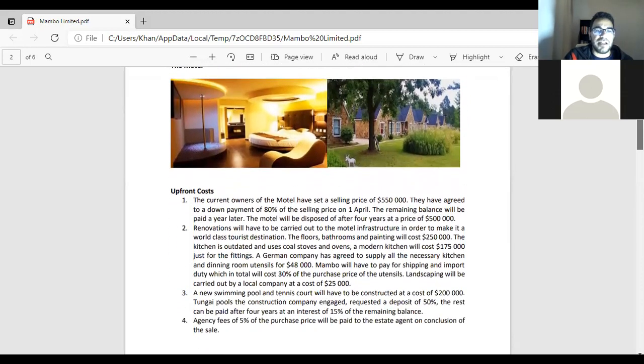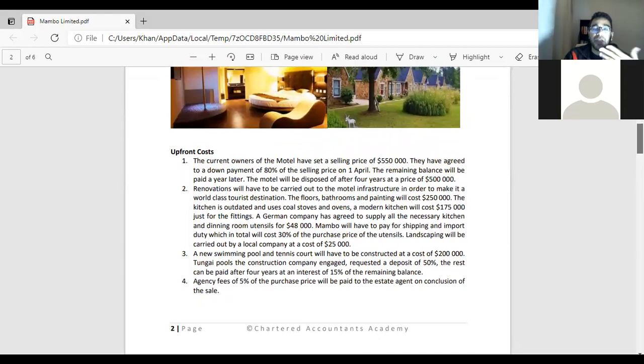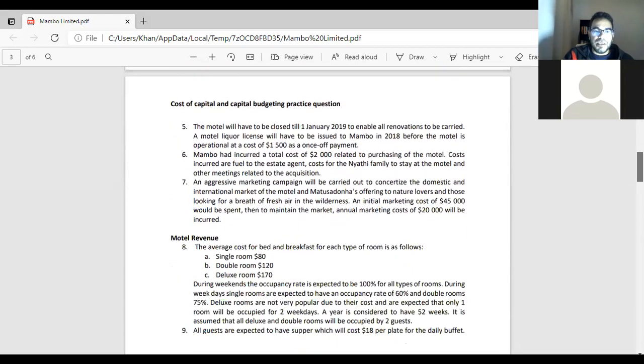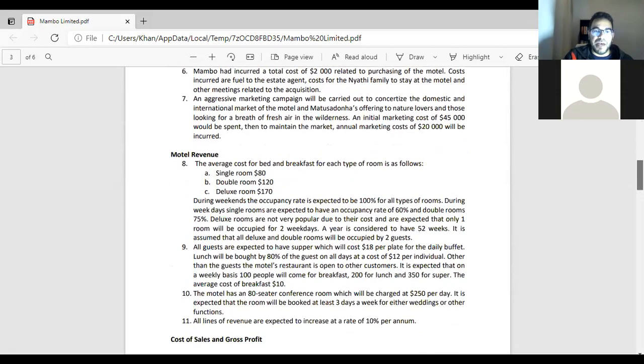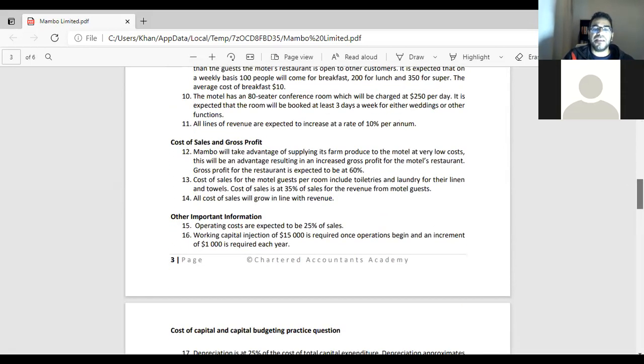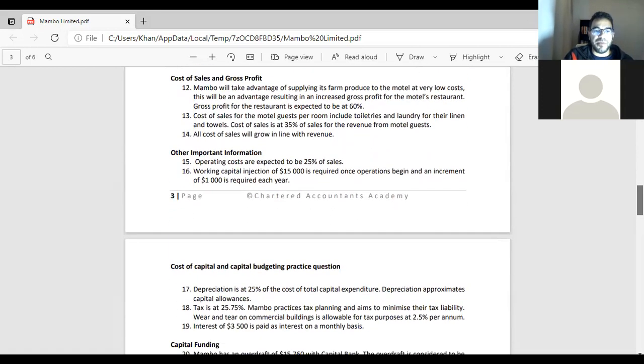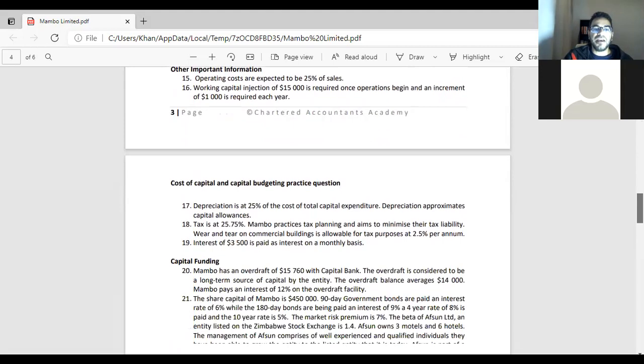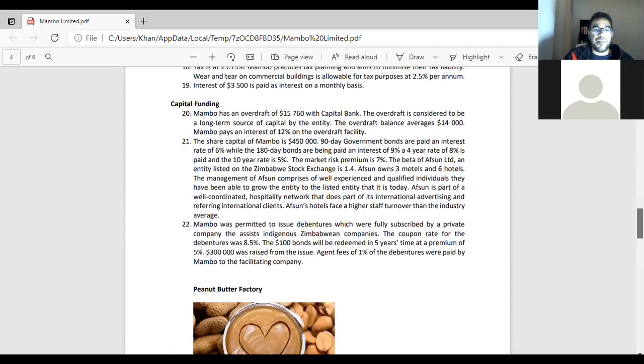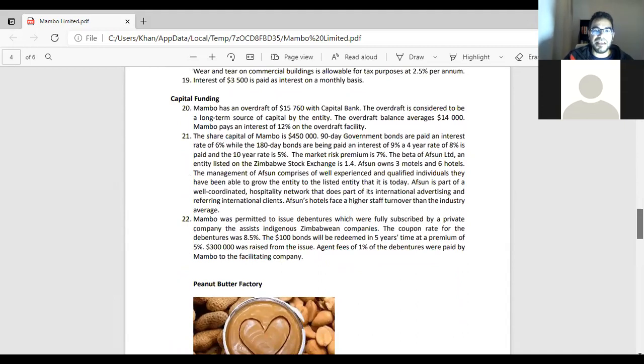Okay, so we're not going to worry about the motel upfront costs. That's going to impact capital budgeting. Motel revenue, that's going to impact capital budgeting. Cost and gross profit, that's going to impact capital budgeting. Other important information, I'm assuming that's also capital budgeting. Here we're going to come under capital funding. Okay, so under capital funding, remember, the cost of capital, the weighted average cost of capital, is your source of finance. Capital funding is your long-term sources of finance, and that is what we are interested in. We'll come back now to capital funding.